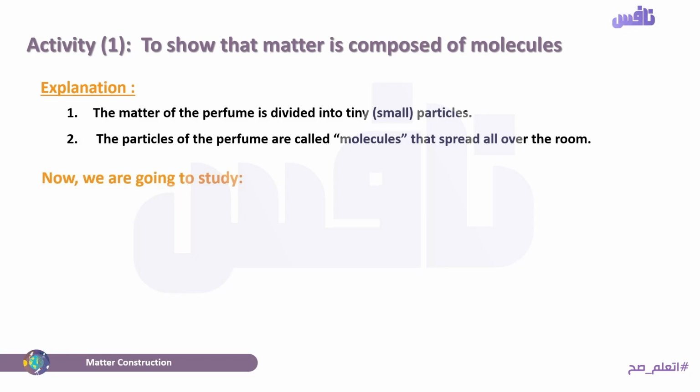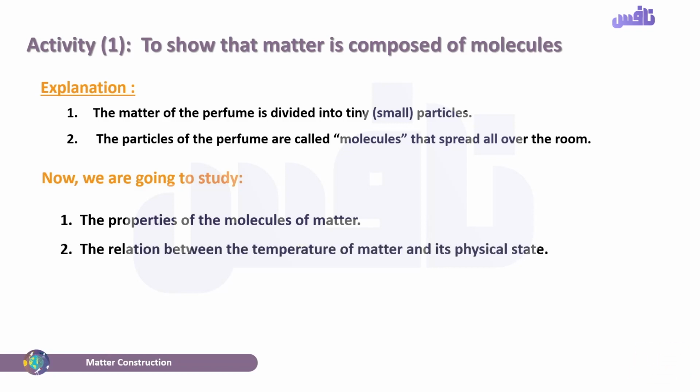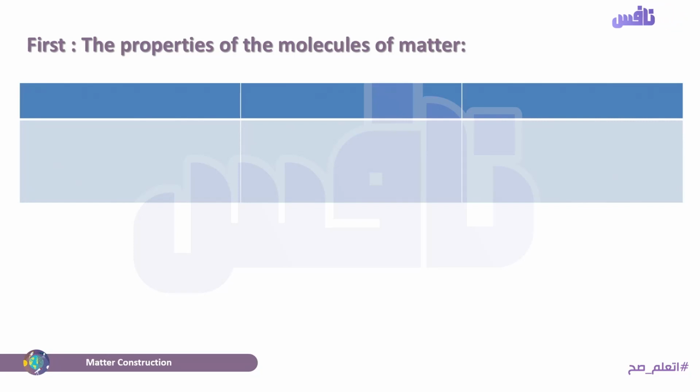Okay. Now we are going to study what? Number 1, the properties of molecules of matter. Number 2, the relation between the temperature of matter and its physical state. Number 3, the matter and molecules. First, the properties of molecules of matter. We have 3 properties, عندنا 3 خواص للmolecules بتاعتي. Number 1, the molecules of matter are in a state of continuous motion.